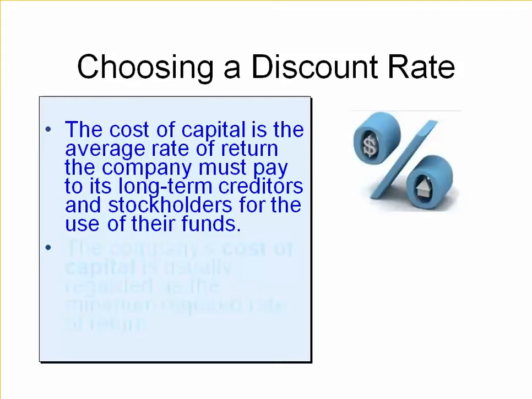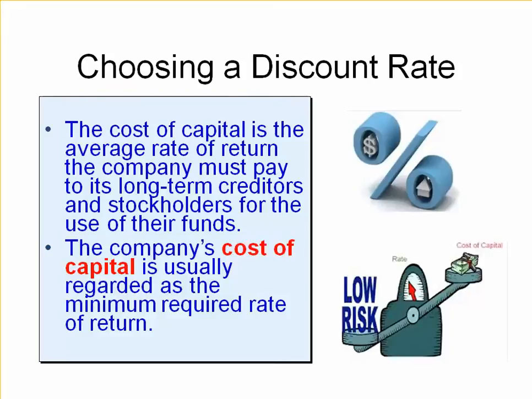The next question we're going to look at is what discount rate, or what is it that we'll choose for our required rate of return? Our cost of capital is the average rate of return that a company is going to have to pay its long-term investors, that can be creditors or stockholders, for the use of funds. The company's cost of capital is regarded typically as our minimum required rate of return. And if we have low-risk projects, we're going to have a low required rate of return. And if we have a high-risk company or high-risk project, we're typically going to have a high cost of capital or required rate of return.